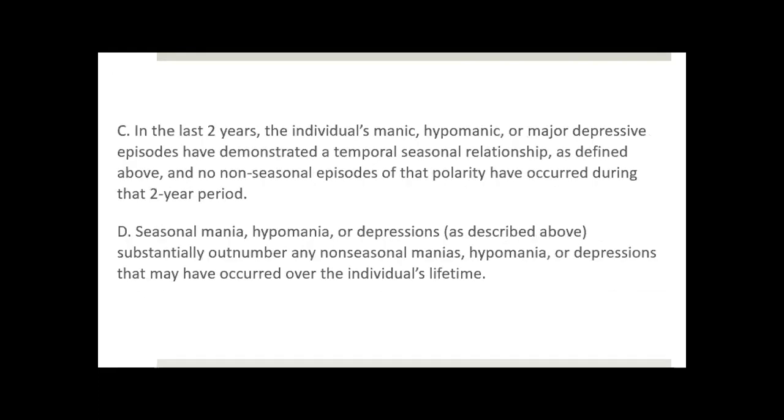Criterion 3: in the last 2 years, the individual's manic, hypomanic, or major depressive episodes have demonstrated a temporal seasonal relationship as defined above, and no non-seasonal episodes of that polarity have occurred during the 2-year period. Criterion 4 is that seasonal manias, hypomanias, or depressions as described above substantially outnumber any non-seasonal manias, hypomanias, or depressions that may have occurred over the individual's lifetime.